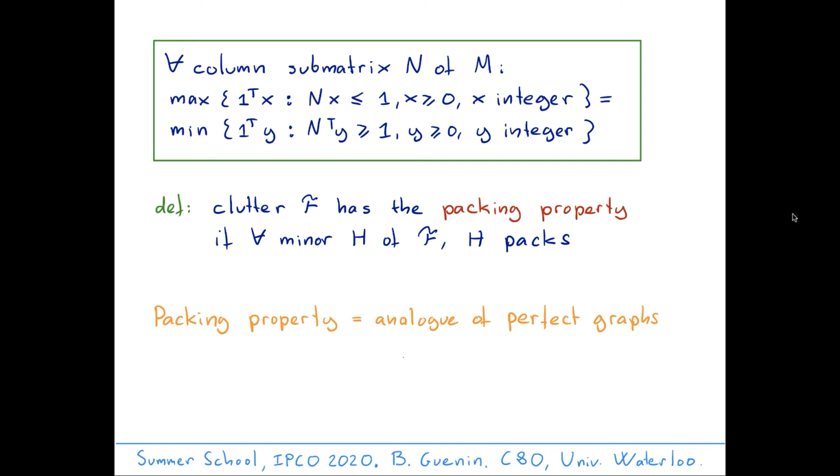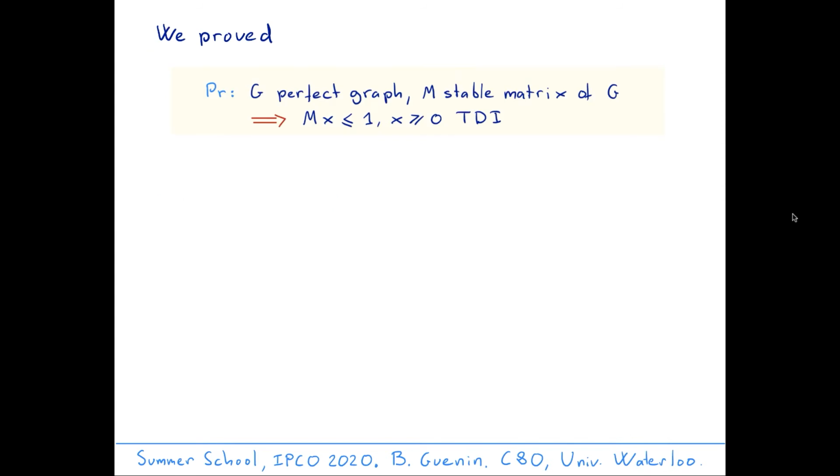All right, so now that we have an analog to the definition of perfect graph for set covering, we can go back and think of some of the results we had about perfect graphs and see whether those results extend to that analogous property for the set covering problem. So one thing that we proved was that if you have a perfect graph and you have the matrix M, which is a stable matrix of that graph G, then the associated system there is going to be TDI. So perfect graph, the analog now for set covering, is packing property, and the analog to the system Mx smaller than or equal to 1, x non-negative being TDI, is the Mengerian property.